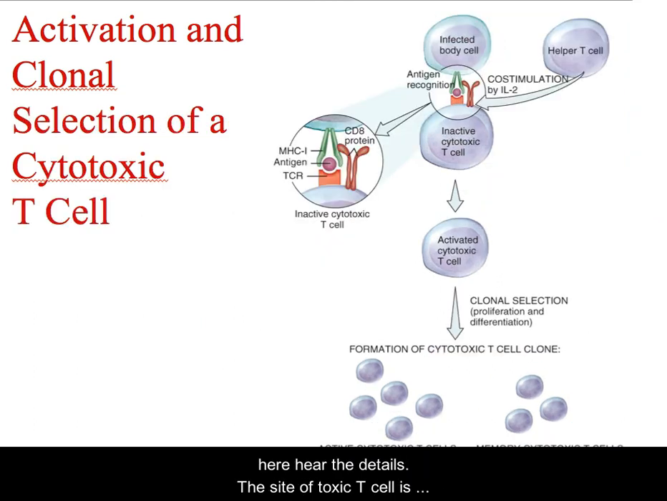For us to activate a cytotoxic T cell, you'll see here that you have an infected body cell. You have that helper T cell that I can activate, that inactive cytotoxic T cell. And look over here. Here are the details. The cytotoxic T cell is activated by MHC1 complex and its antigen to activate that unique T cell receptor. And notice here, the cytotoxic T cell has CD8 molecules expressed on the surface of its cells.